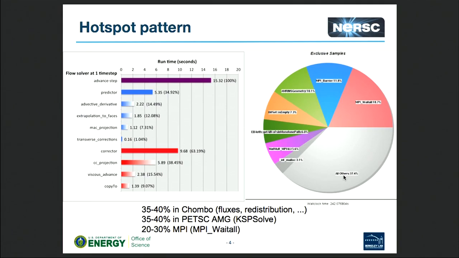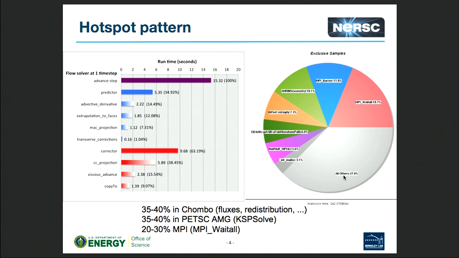The hotspots, at a very high level, look like this: about 40% is spent in the PETSc multigrid solver and about the same time in the EB Chombo, embedded boundary Chombo routines, like computation of fluxes, redistribution of mass, and some refinement and coarsening operators, and about 20 to 30% is MPI time. Most of the time is spent in MPI wait. This is a graph chart, which also highlights some, not all, hotspots.